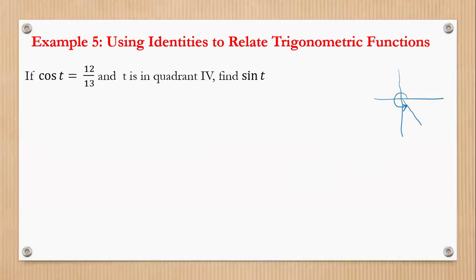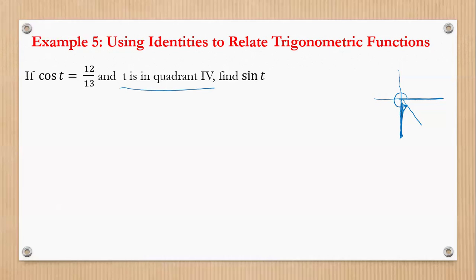In the fourth quadrant, how does it help me? It tells me that the cosine is positive, but the sine is negative. So you just have to remember this, because when you find the sine, you need to make sure that your sine is a negative number. Now, how can we find it? There are different ways to find the sine, so I want to show you.